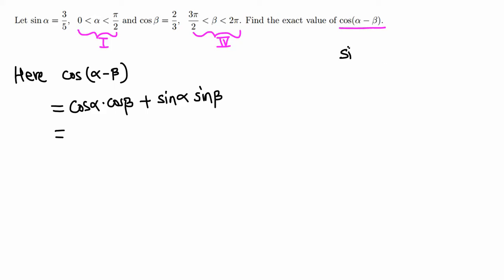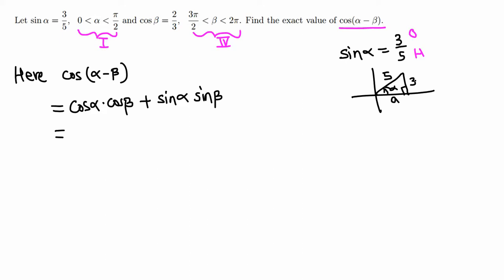It's given sine alpha is 3 over 5, and we know that sine is opposite over hypotenuse. So let's draw the corresponding right triangle in the first quadrant. This is the first quadrant, this is alpha, and this is 3 over 5. Now we can find the adjacent.